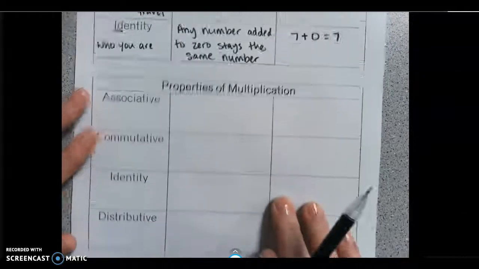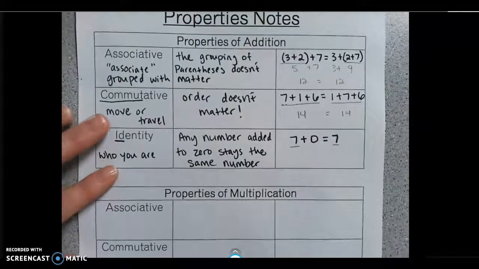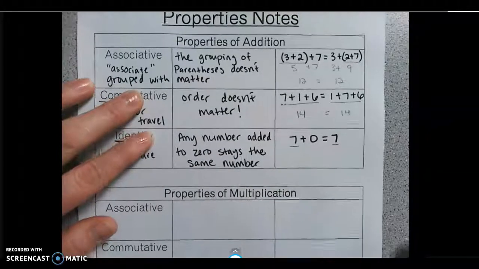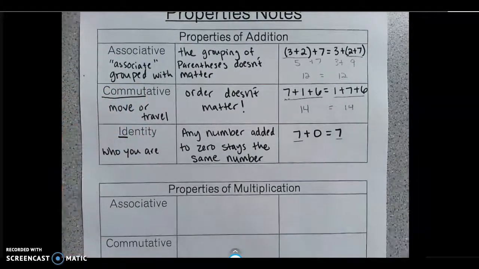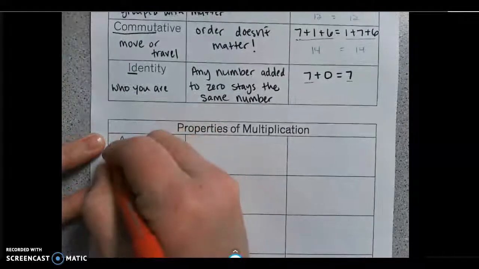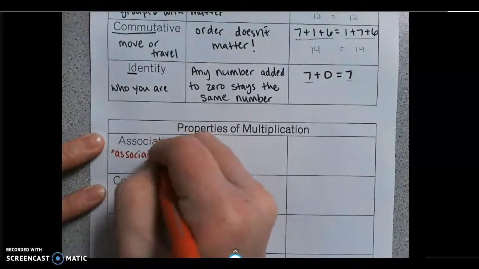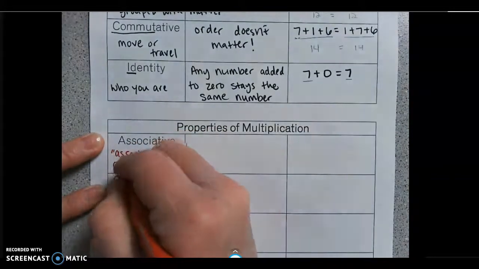All right, so look at properties of multiplication. These properties of multiplication basically are the same thing as these, but they look a little different because they're multiplying. So for this, the associative property is the same thing. It's who you associate with or who you're grouped with.